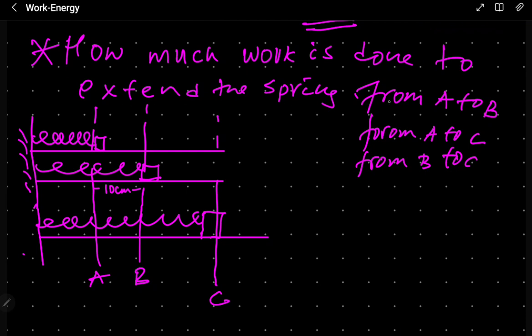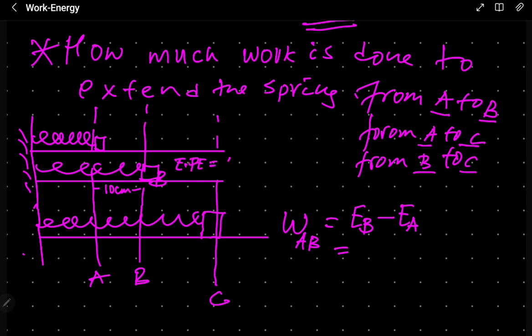To extend the spring from A to B, from A to C, from B to C. So the work done from A to B is equal to the elastic potential energy of B minus the elastic potential energy of A. We have already done the elastic potential energy of B. The EPE at level B is 10 joule.